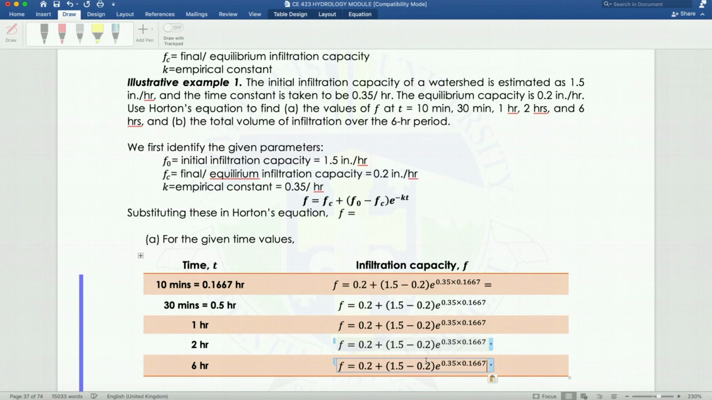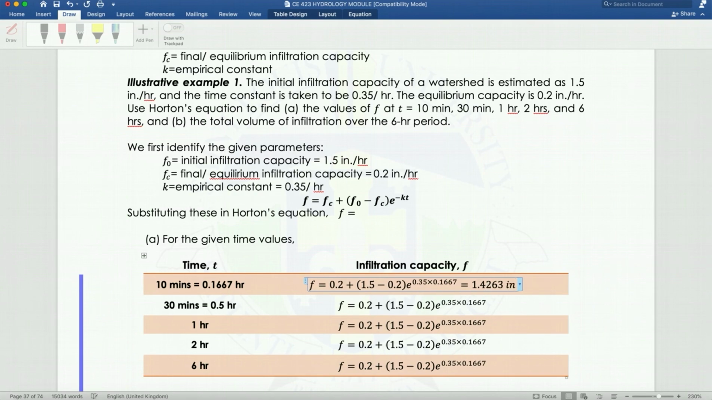Okay, so bring out your calculators, sabayan nyo ako. So we have 0.2 plus 1.5 minus 0.2 times Euler's formula raised to negative 0.35 times alpha x. So calculate. So what is the value of x? 0.1667. Therefore, the F here is 1.4263, and that is in inches per hour.